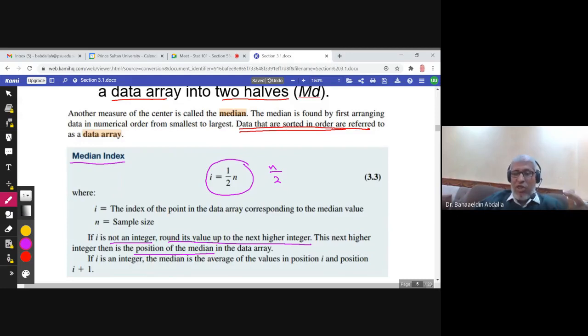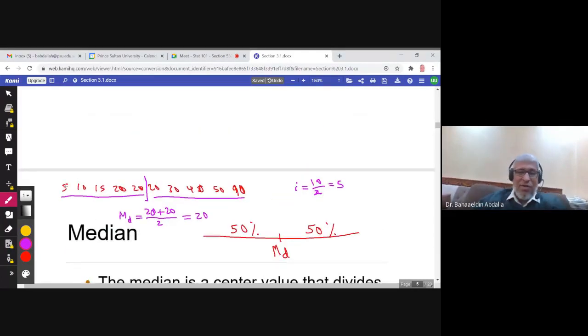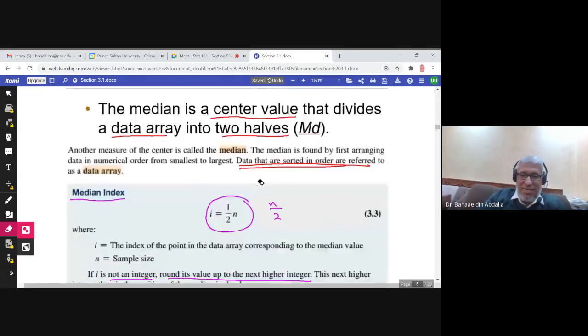Now the position of the median would be 6, which means the sixth value when you have arranged the data: 1, 2, 3, 4, 5, the data number 6. If there is another one here, for example 100, then in this case this 20 would be the median, the value number 6 in the data.